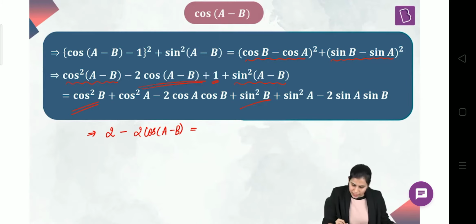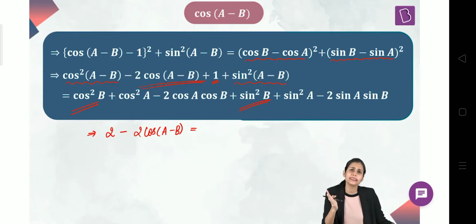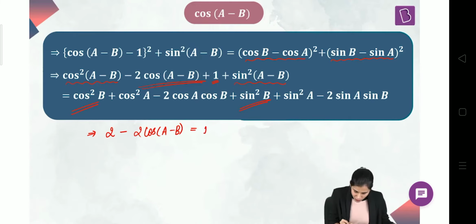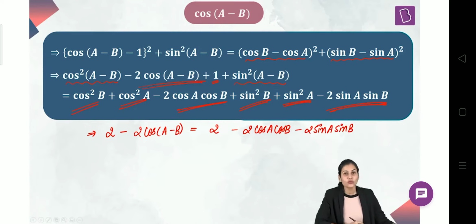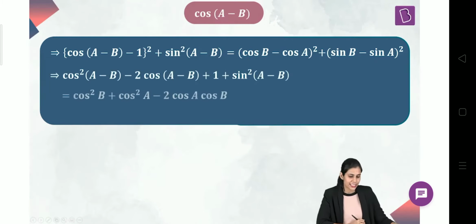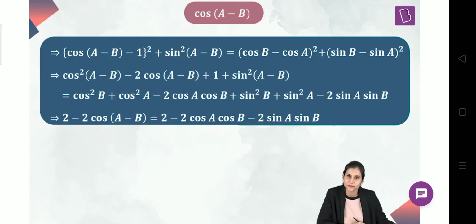Cos square b plus sine square b. Well, cos square theta plus sine square theta is 1 for any real theta. So cos square b plus sine square b will give me 1. Cos square a plus sine square a will give me 1 again. Minus 2 times cos a cos b. And minus 2 times sine A sine B. Yes, easy peasy calculation. 1 plus 1 will become 2, and hence this is what I get.